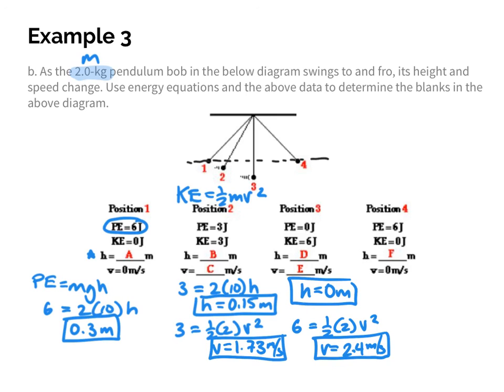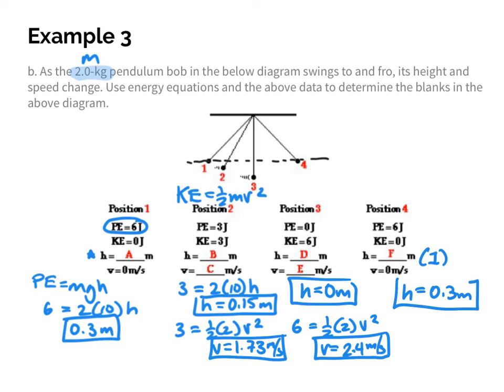And then lastly, in position 4, height and speed, I know at that position it's going to have a speed of 0 because it's at that maximum height. And because 1 and 4 are about the same positions, I know the height here is going to be the same as it would be for position number 1. So I know the height here is going to be 0.3 meters.